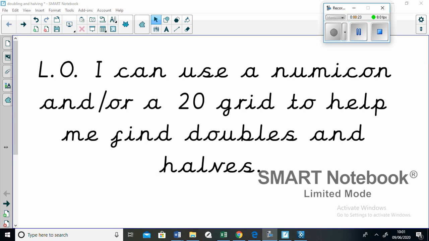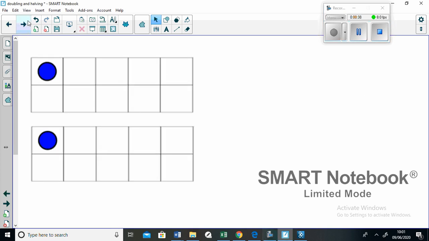Okay, so the two tools I've got are Numicron and a 20 grid. With the 20 grid, you need some kind of double-sided counters or two different colored counters. Let's start with the 20 grid and the double-sided counters. The first thing we need to do is get really, really good at knowing our doubles and halves for those first numbers: double one, double two, double three, double four, double five. So that's what we're going to practice first.